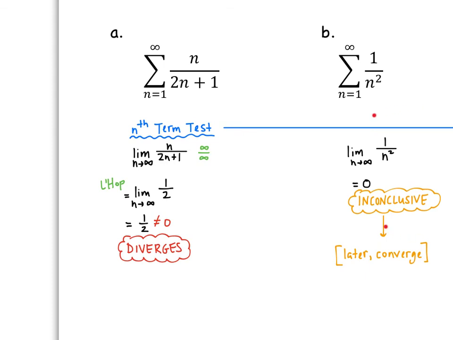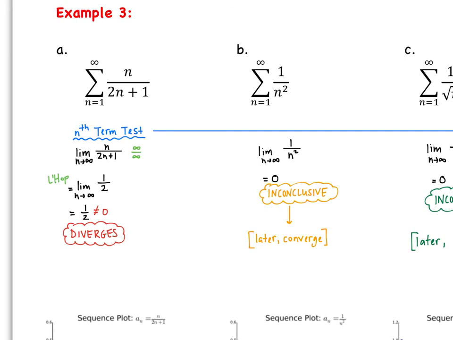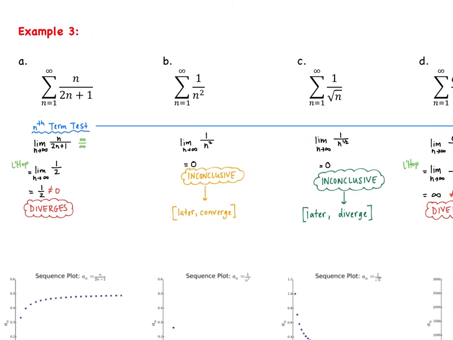So this series diverges because the limit of that sequence doesn't equal 0. Okay? All right, let's take a look at the second one. Again, we're going to apply the nth term test. So we're going to take the limit as n goes to infinity of our sequence, 1 over n squared. We get 0. Therefore, it's inconclusive. We cannot make a judgment whether it converges or diverges. Later on, though, we're actually going to learn that it does, in fact, converge. But that's to come.